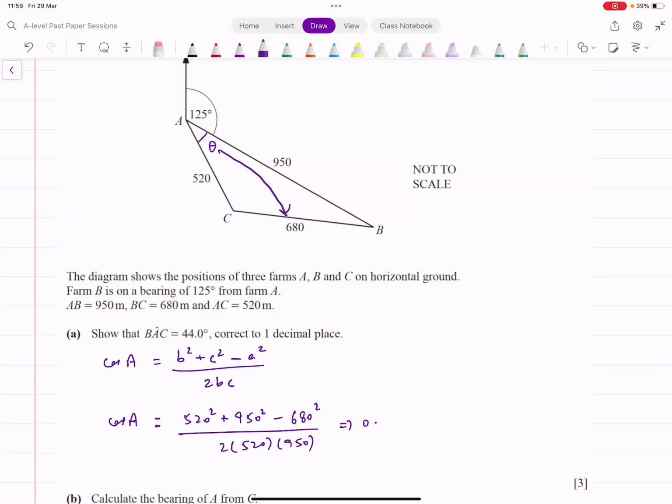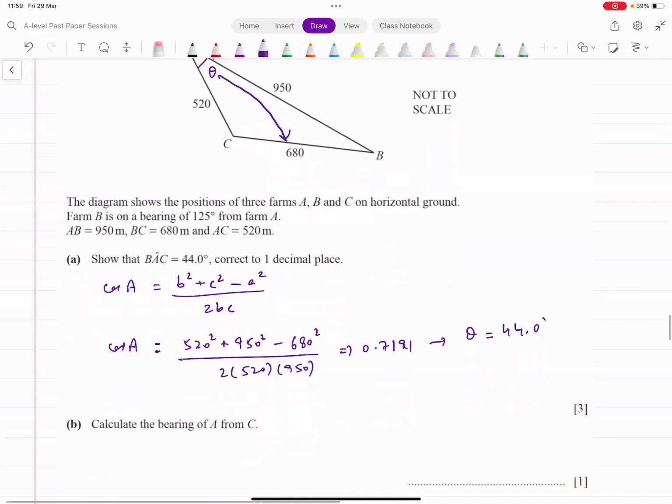That's giving me 0.7191. The value of theta from this is cos inverse of this number, which is 44.02 degrees. That's 44.0 degrees. That's what we had to show in the first part.